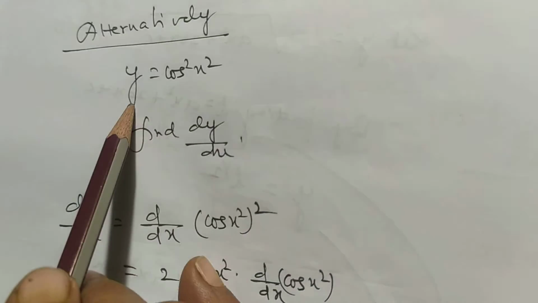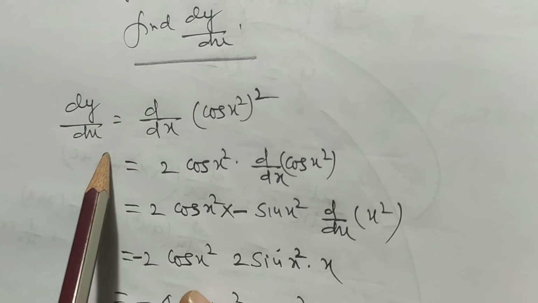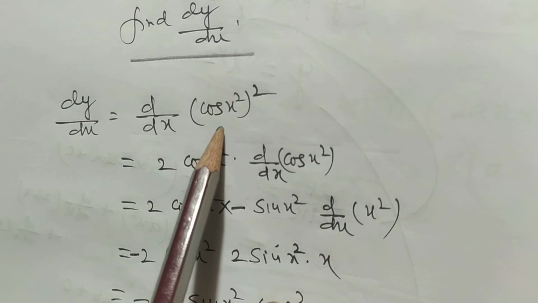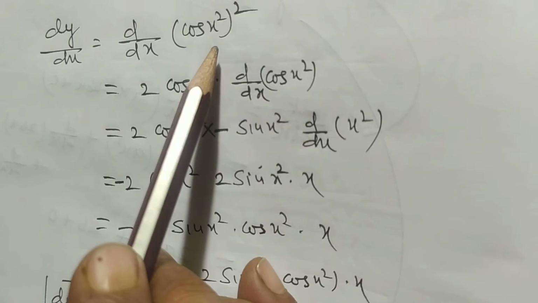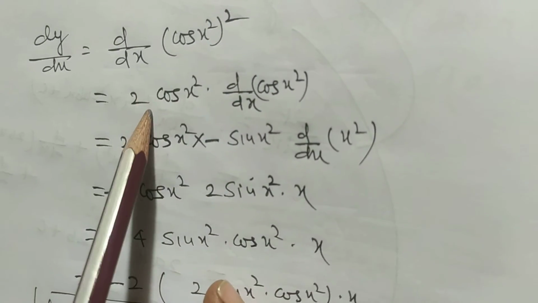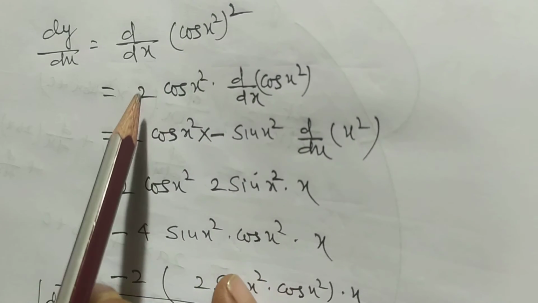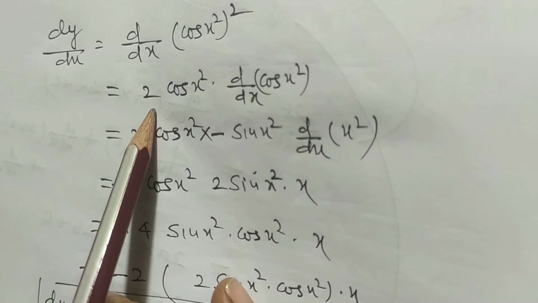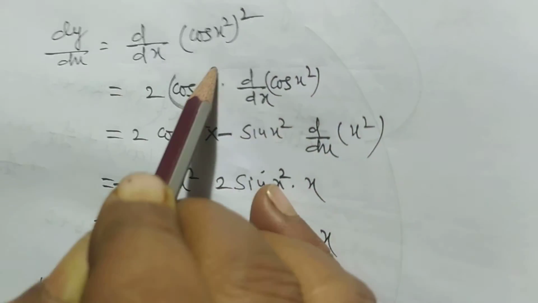Alternatively, you can solve this problem in this way. y is equal to cos square x square. So find dy by dx. dy by dx is equal to d by dx of (cos x square) whole square. So now the angle is x square. Now we differentiate: 2 cos of angle x square, the trigonometric ratio is done, and now its power is also reduced by one.